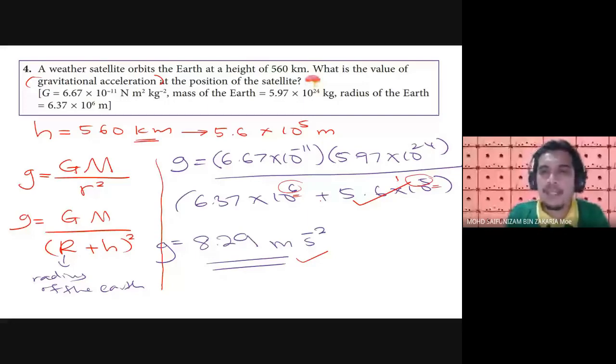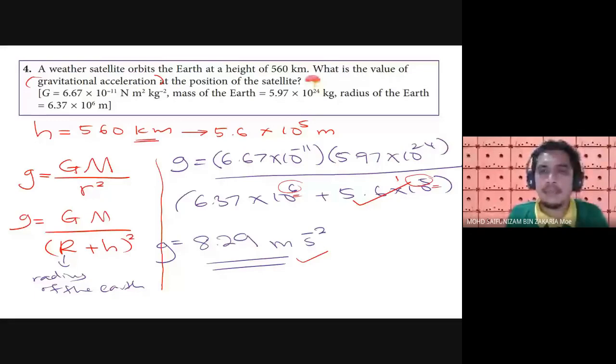Okay, so mark 1, substitution of the values in your equation. The second mark, final answer with a correct unit.